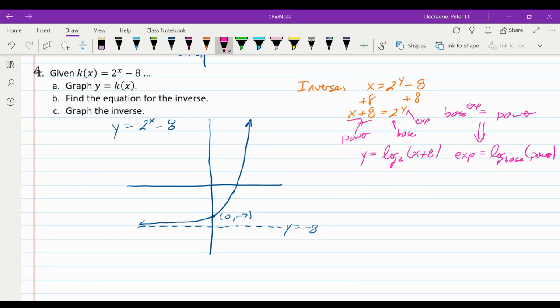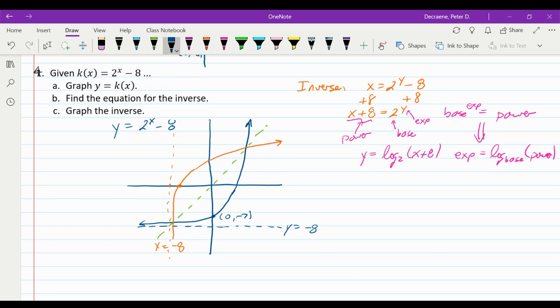And if we want to know what the graph of that looks like, we want to deal with the graph that we've already got. Remember, we're going to switch x and y. So the asymptote on the original was y equals -8. The asymptote on the new one is x equals -8. And the point on the original was 0, -7. So the point on the new one is -7, 0 on the inverse. And we just kind of sketch in the graph. I don't know what happened there. There it is. And again, it's still symmetric across the line y equals x.